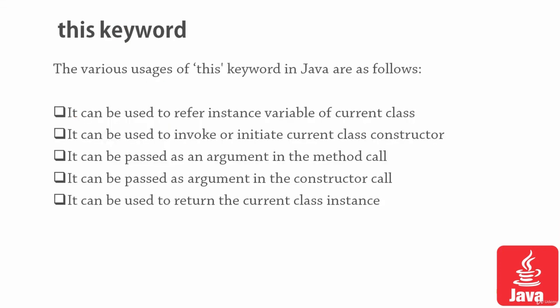There are various uses of this keyword in Java. It can be used to refer instance variable of current class that we have used. It can be used to invoke or initiate current class constructors. Similarly, we can use constructor in place of variable. Just simply we need to write this dot constructor name and provide function opening and closing brackets. It can be passed as an argument to the method call. It can be passed as an argument to constructor call as well. It can be used to return the current class instance and more.